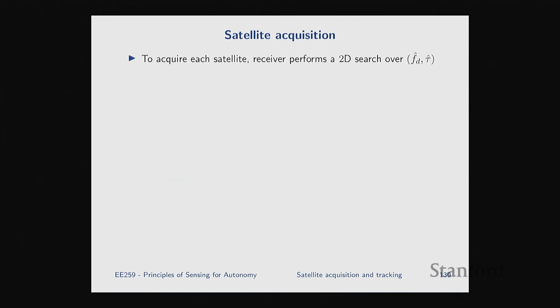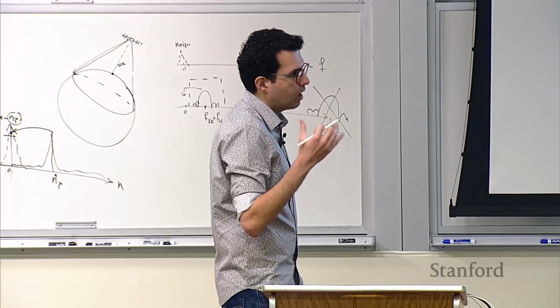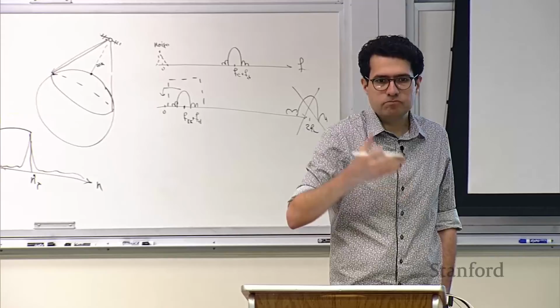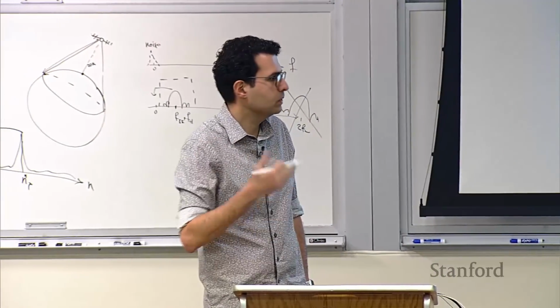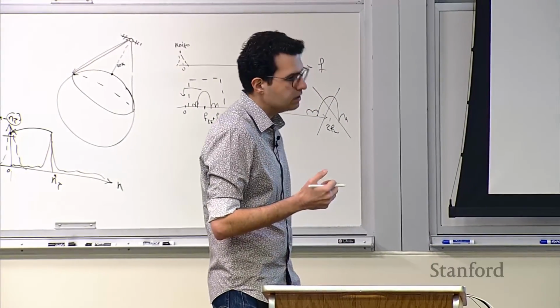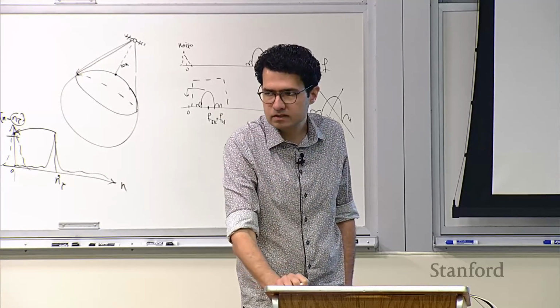Okay, so let's start with the acquisition. Essentially, you have a 2D search space. One dimension is Doppler shift. The other dimension is tau hat, or the time equivalent of the pseudo range. What's good is that both of these are bounded. We said, for instance, that Doppler shift for typical applications of vehicles and robots on the surface of the Earth is bounded to plus or minus 10 kilohertz.